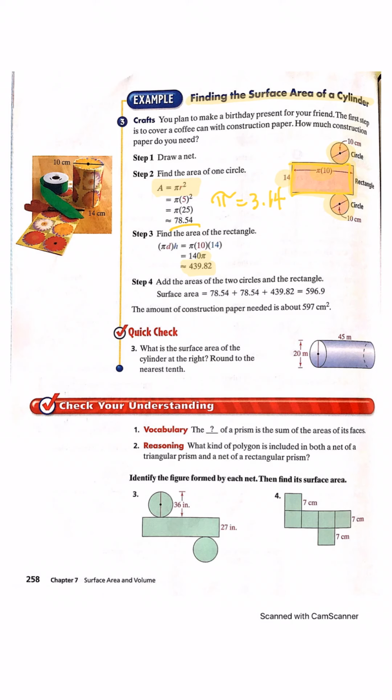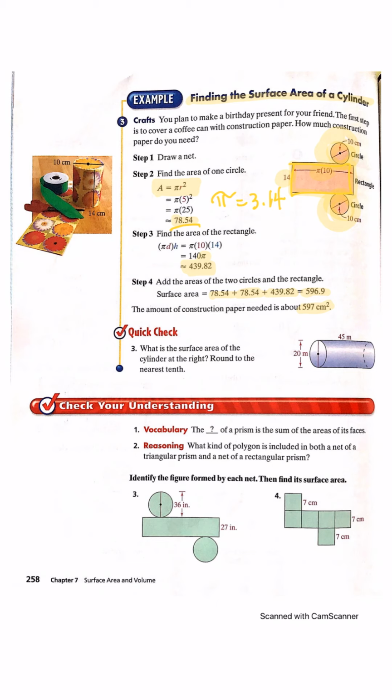Add the area of the 2 circles and the rectangle. So the surface area equals 78. And see, we got 78, but we know that there is 78 on the top and 78 on the bottom. So 78 plus 78 plus 439.82. So we get 596.9. And that is going to be centimeters squared because it is area. Anytime we're dealing with area, we have whatever the measurement is squared.